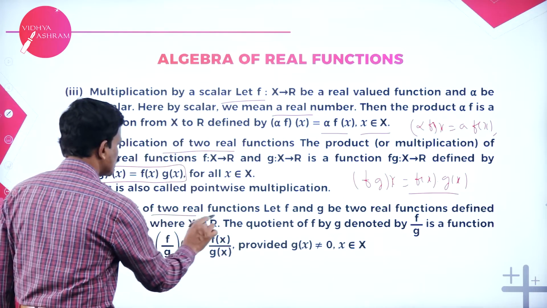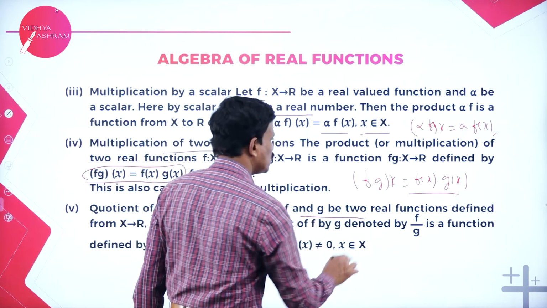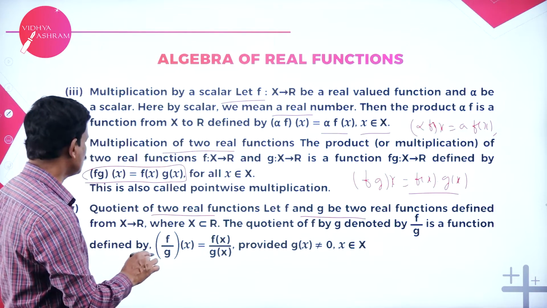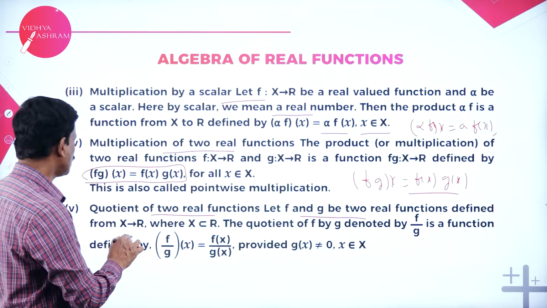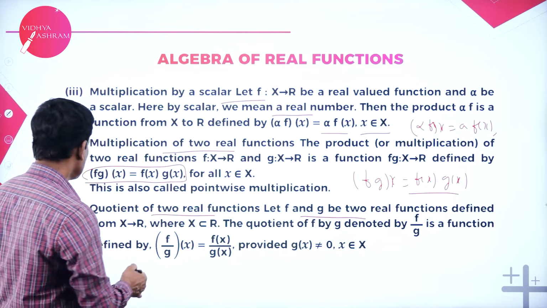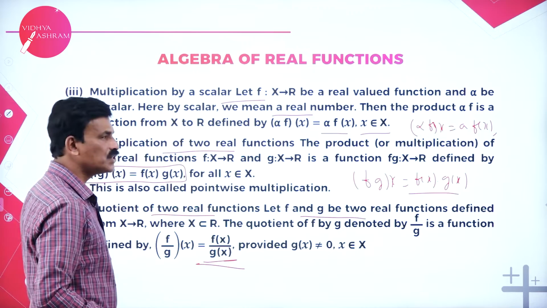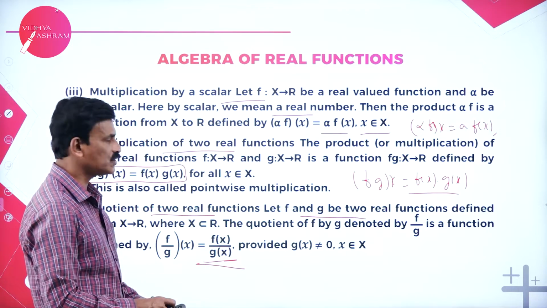Similarly, the quotient. Let f and g be real functions defined from X to R, where X is a subset of R. Then the quotient of these two functions is defined by (f/g)(x) = f(x) divided by g(x), provided the denominator is not equal to 0.